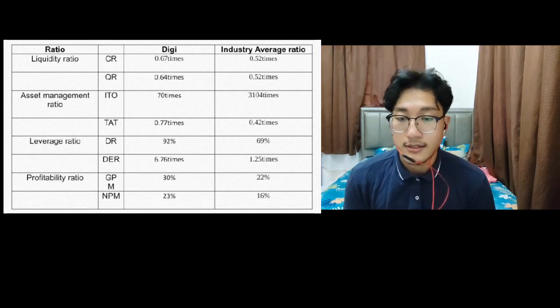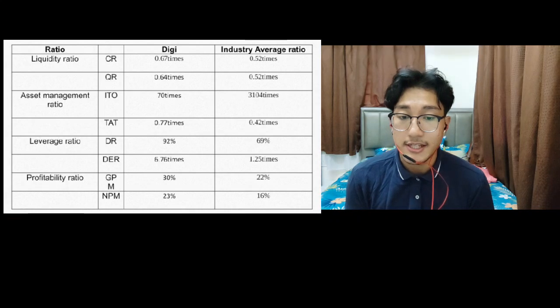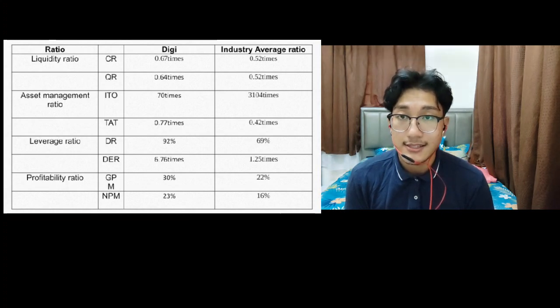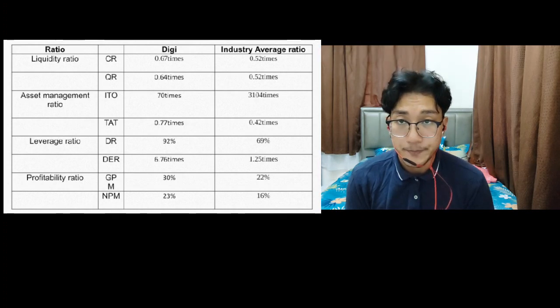Second one, net profit margin. The results show that the net profit margin percentage of Digi company is higher than Maxis company, which is 23% compared to Maxis, where the net profit margin is 16%. This shows that Digi company is more efficient at converting sales into actual profit compared to Maxis, where company isn't efficiently converting revenue into profit.